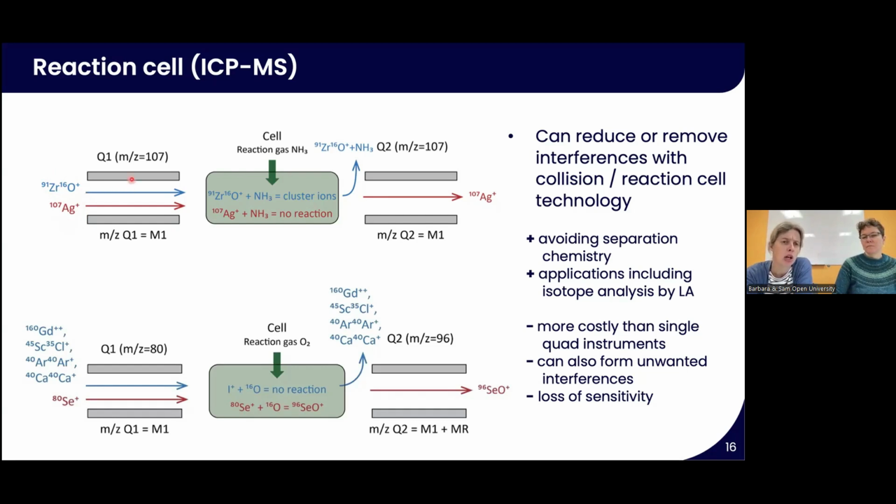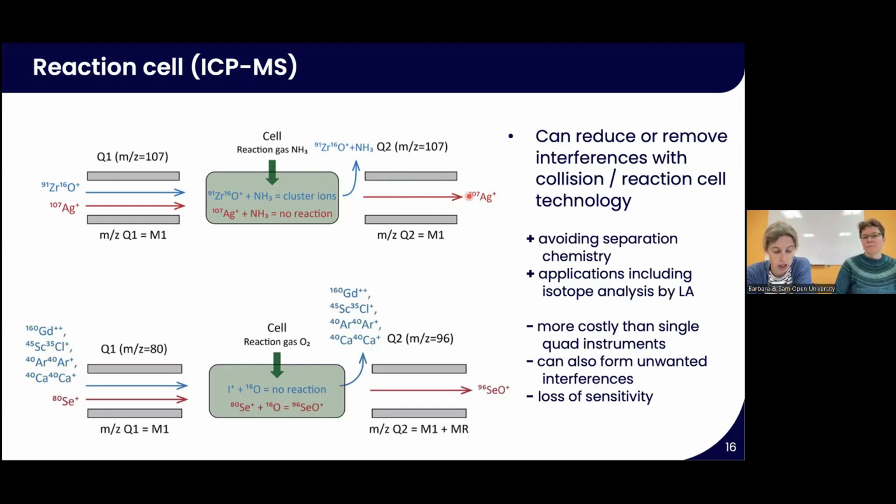So what we do, we set our first quad to be mass 107. In the cell, we use ammonia because the zirconium reacts really readily with the ammonia and forms a different species which doesn't have the mass of 107. But the silver doesn't react, and therefore we set our second quadrupole to mass 107, and just the silver then transitions through the quad and into the detector.